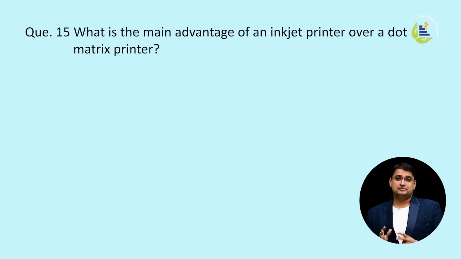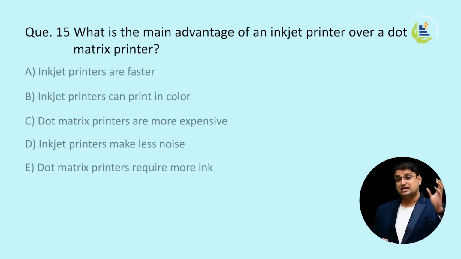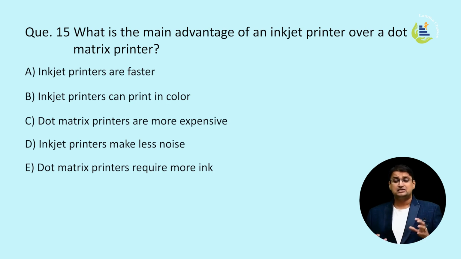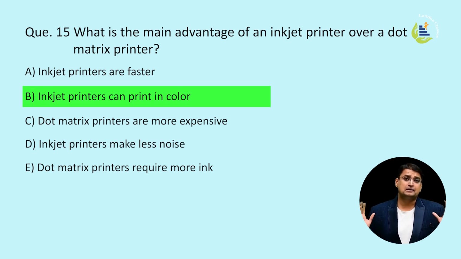Question 15. What is the main advantage of an inkjet printer over a dot matrix printer? Options are inkjet printers are faster, inkjet printers can print in color, dot matrix printers are more expensive. Inkjet printers make less noise, dot matrix printers require more ink. Correct answer option is B. Inkjet printers can print in color.